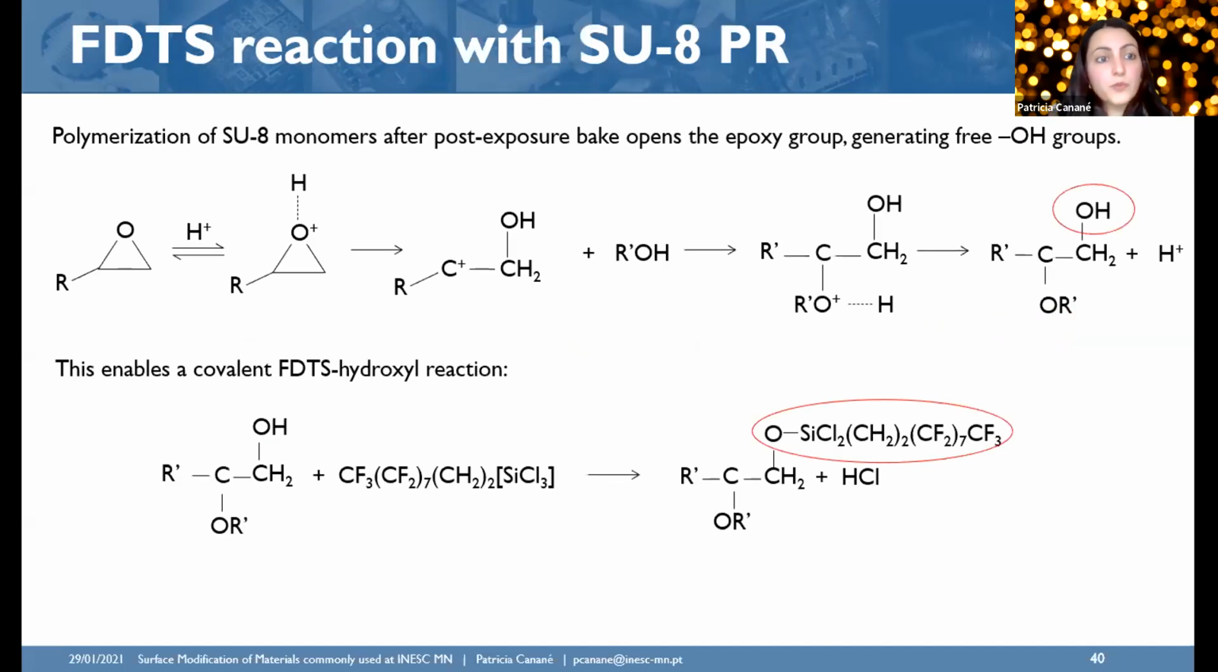As for the reaction with FTTS, some authors defend that after a post-exposure bake, some of the epoxy groups present on SU8 can open, generating on their own free hydroxyl groups, which facilitates a covalent bond with the FTTS silane. In this scenario, FTTS is less hydrophobic than the SU8 itself.